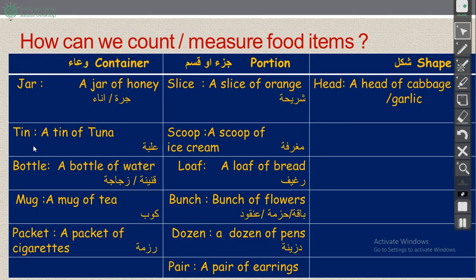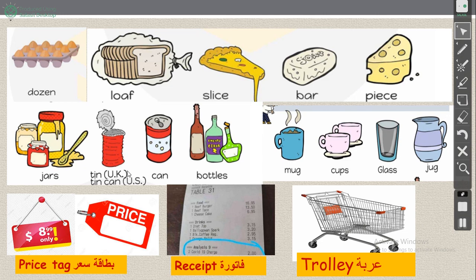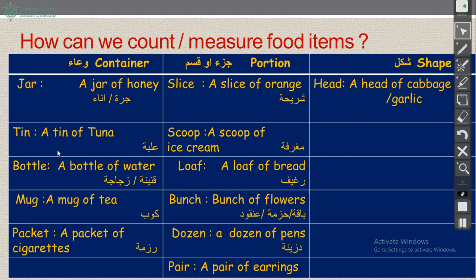Number two, tin. What's the meaning of tin? علبة, for example, علبة حديدية. This is tin. For example, a tin of tuna. Okay? Number three, these are containers: jar, tin, bottle, mug, bucket.